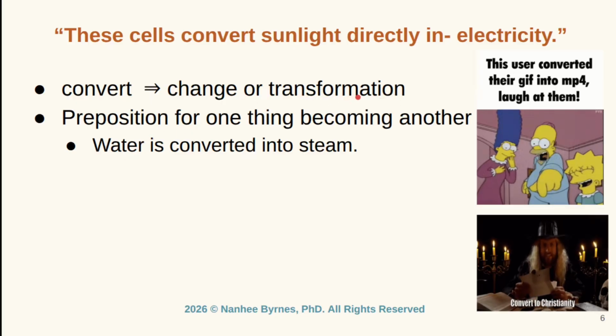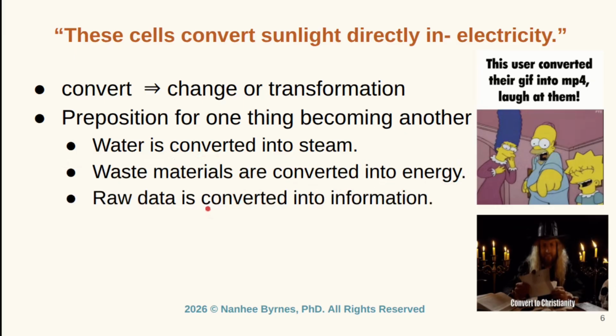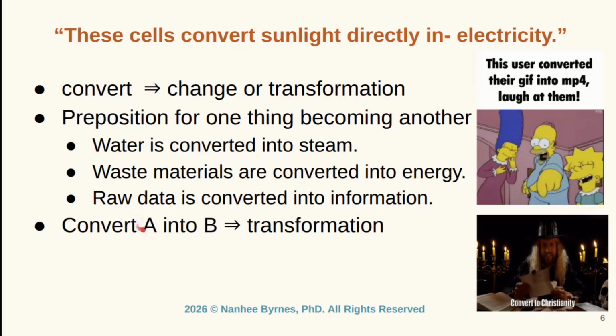And in English, when we talk about change from one form to another, we almost always use the preposition into. This brings us to the grammar pattern. In academic English, convert plus noun plus into plus noun is a fixed and very common structure. You'll see it again and again in science, technology, and reading passages. For example, water is converted into steam. Waste materials are converted into energy. Raw data is converted into information. So, grammatically and academically, the structure we need is convert A into B.